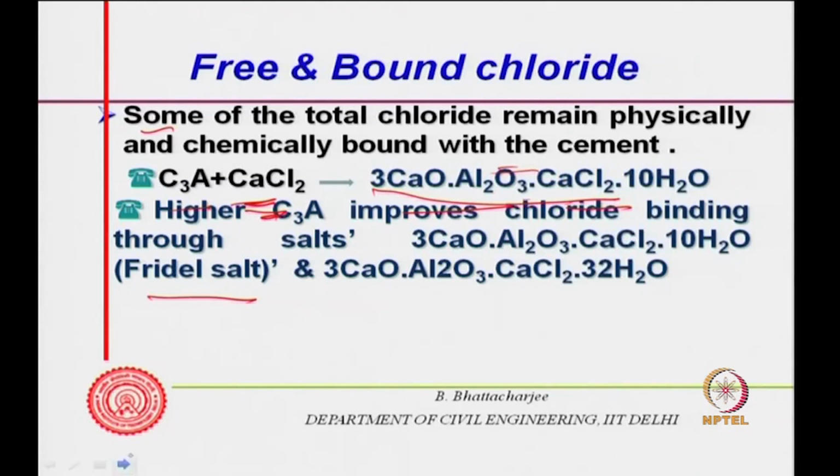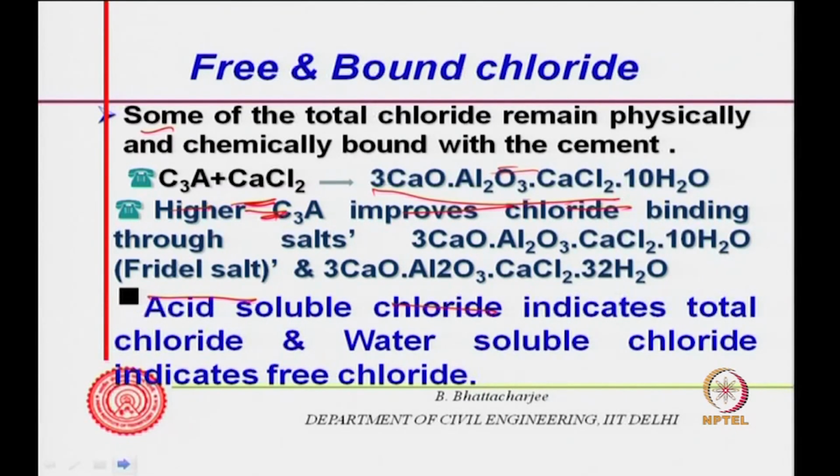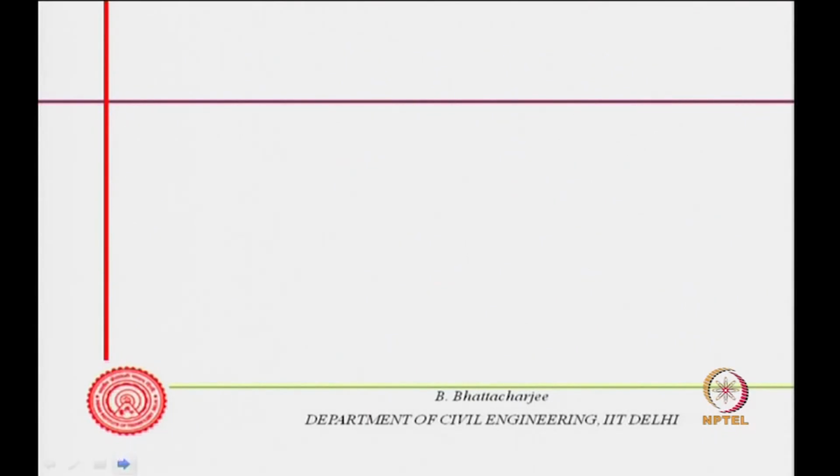Therefore, when we are measuring total chloride with acid soluble chloride, that actually includes the bound chloride and free chloride both. Acid soluble chloride indicates total chloride and water soluble chloride indicates free chloride. So, total minus free chloride gives you the bound chloride.